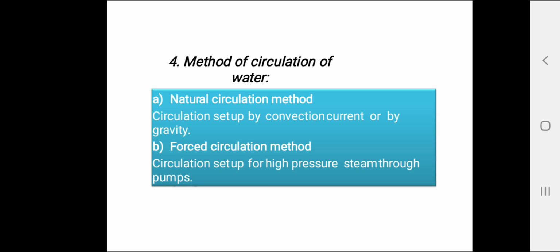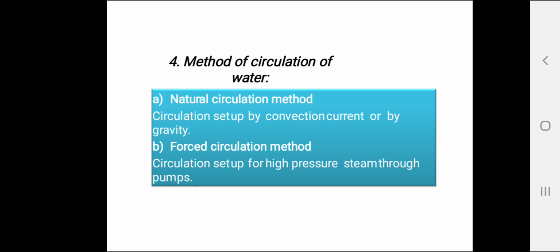Then the fourth classification is method of circulation of water. So circulation, as you know, the water circulation may be natural circulation method with the help of gravity. Circulation set up by convection current or by gravity is the natural circulation method, and then the forced circulation method. Forced circulation is set up in high pressure steam boilers through pumps. So this is the classification as per method of circulation of water.